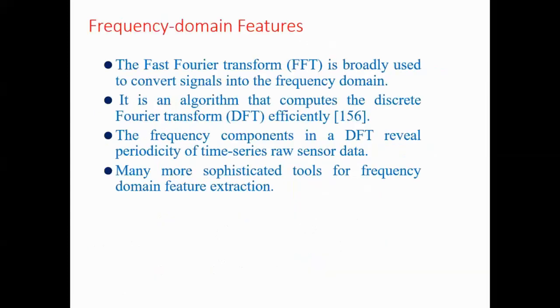But in case of frequency domain features, you may go for the fast Fourier transform. So frequency specific information is often invisible in the time domain. If you apply the FFT, you can convert a signal into the frequency domain. And the corresponding algorithm you have to use is known as the discrete Fourier transformation. You can find many works on this. So how the sensor signal data is converted to features using FFT and DFT. Here the frequency components in the DFT reveal periodicity of time series raw sensor data.